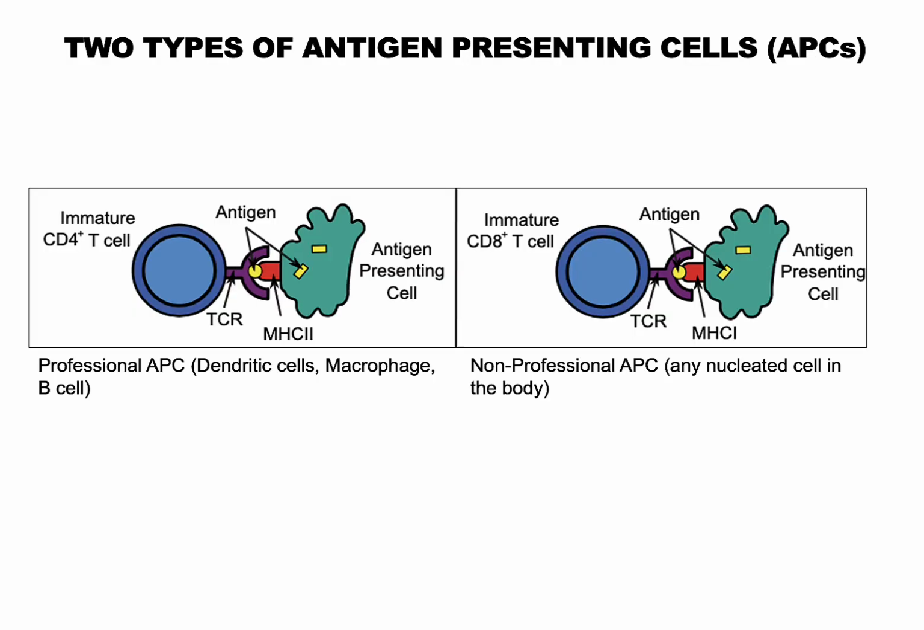All nucleated cells in the body can process and present antigens alongside MHC molecules, which signals the immune system about the status of the cell, whether it is healthy or infected by an intracellular pathogen. These cells are called the non-professional antigen-presenting cells. However, only specific cells, namely macrophages, dendritic cells, and the B cells, can present antigens to activate T cells, categorizing them as professional antigen-presenting cells, or APCs.